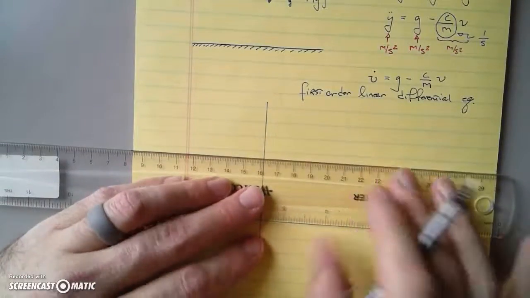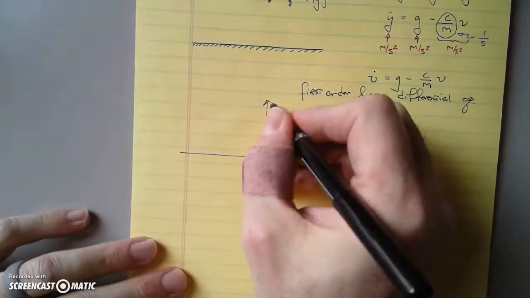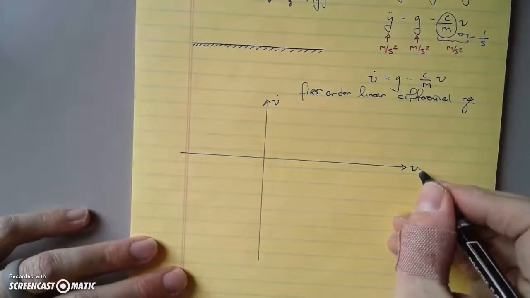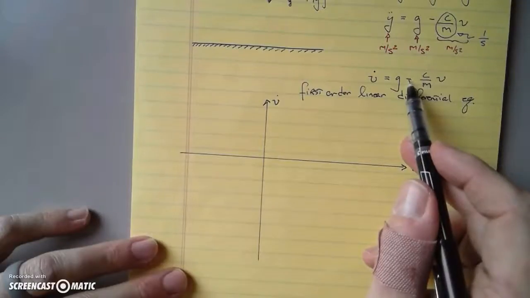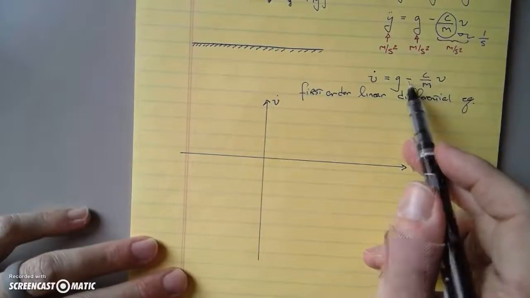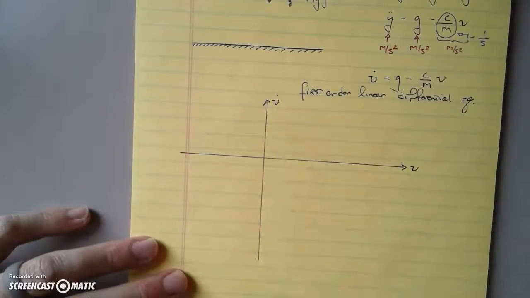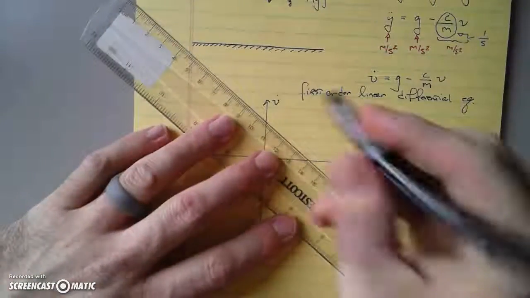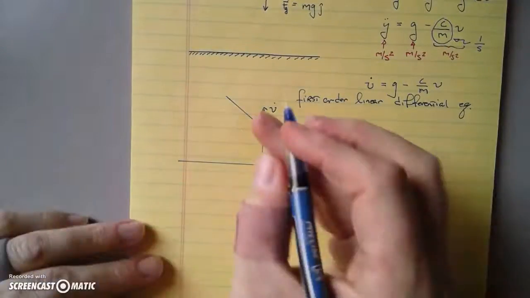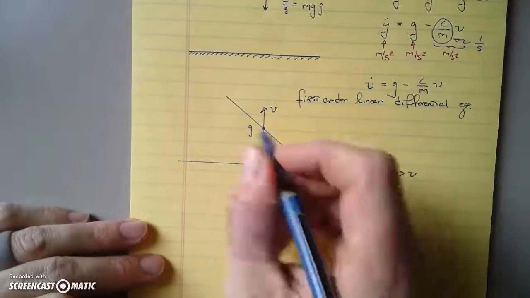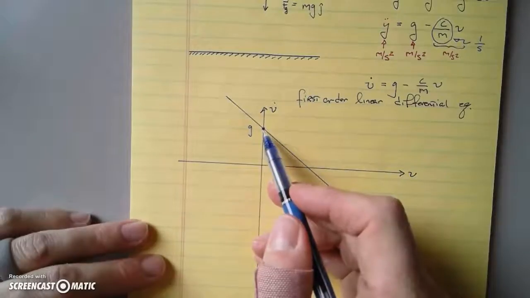what does this look like? Well, it's a linear equation. It's linear in V. So if I graph V dot versus V, I have a line, C over M is positive. So the minus sign tells me it's a negative slope. And this G is positive 9.8, so it's going to cross up here. So the graph of the line looks something like that, where this is G, that's the initial acceleration. V dot is acceleration. It's initially G, 9.8.